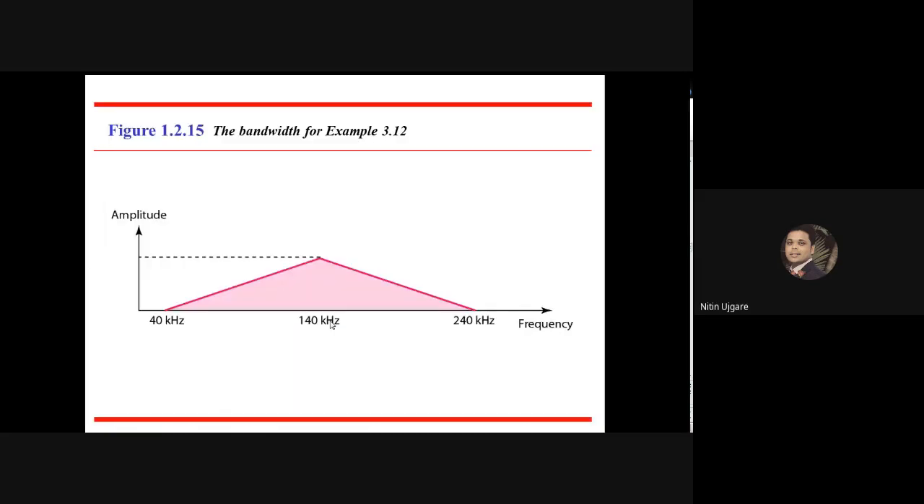So is there any problem in understanding this? Can anybody unmute? Any one of you can unmute your mic and please let me know whether you understood. No, sir. Okay. So shall we go ahead?